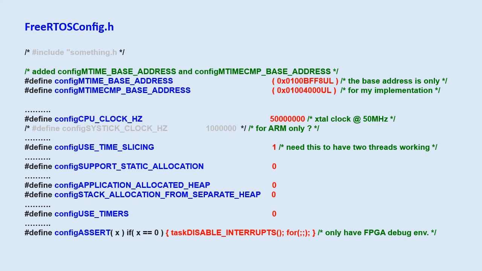The second item I want to mention is configASSERT. As I don't have hardware debugging capability like OpenOCD, changing this configuration function the way it is saves me some trouble. Currently, I don't have plan to add OpenOCD to the hardware in the near term, as I'm using the FPGA debug environment.